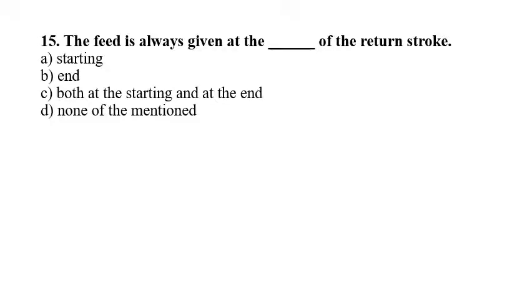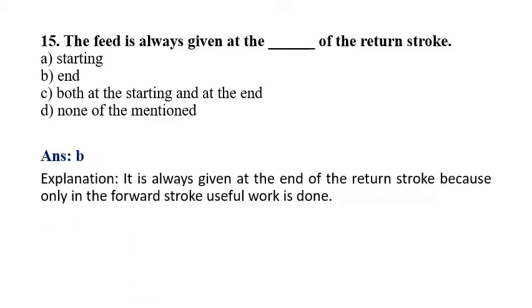Question number 15. The feed is always given at dash of the return stroke. Starting, end, both at the starting and at the end, none of the above. So the answer will be B, end of the return stroke. The feed is always given at the end of the return stroke and will start forward stroke when the return stroke ends.